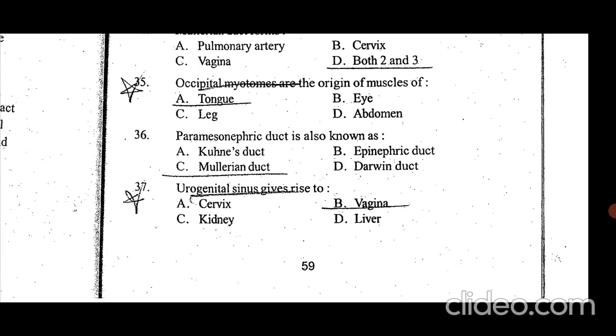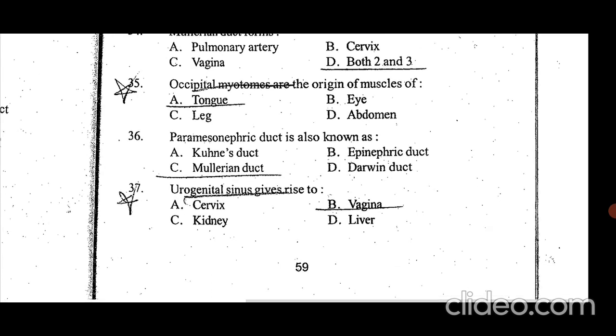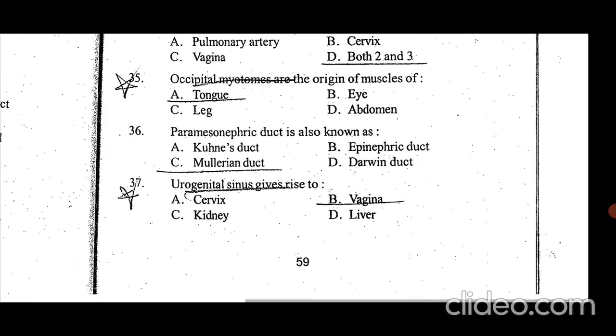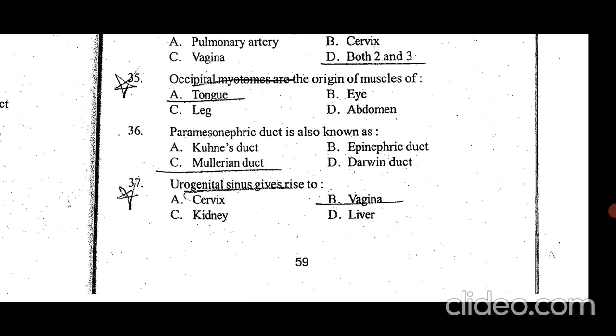Urogenital sinus gives rise to the vagina, and the vagina also originates from the paramesonephric duct or Mullerian duct. The urogenital sinus and the paramesonephric duct or Mullerian duct give rise to the vagina.